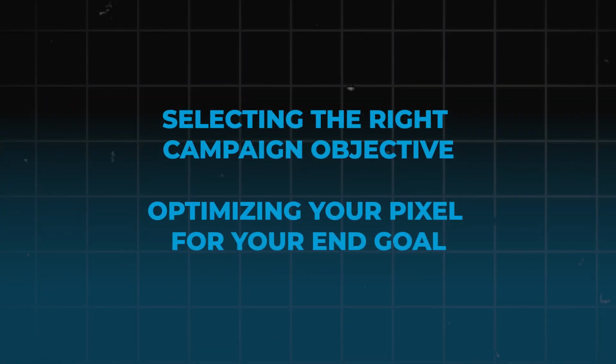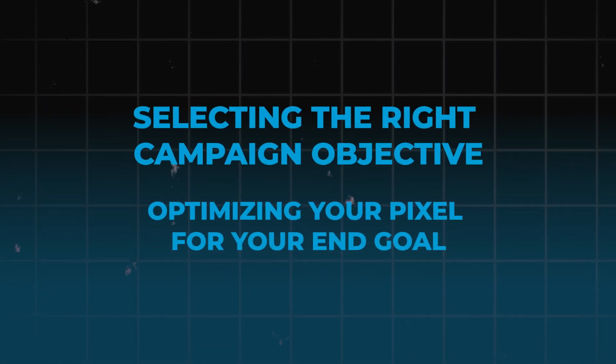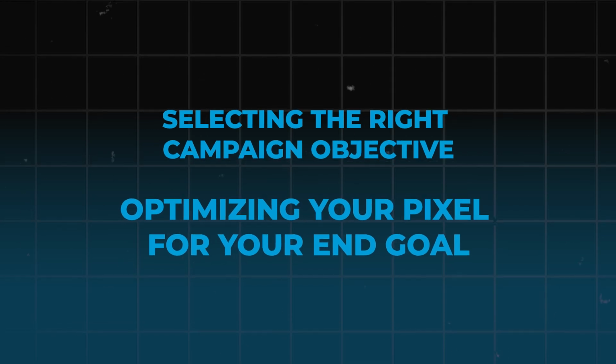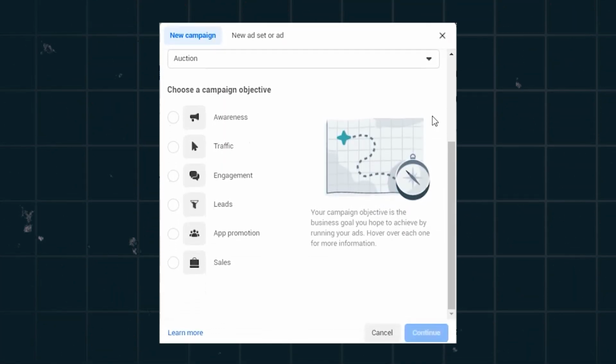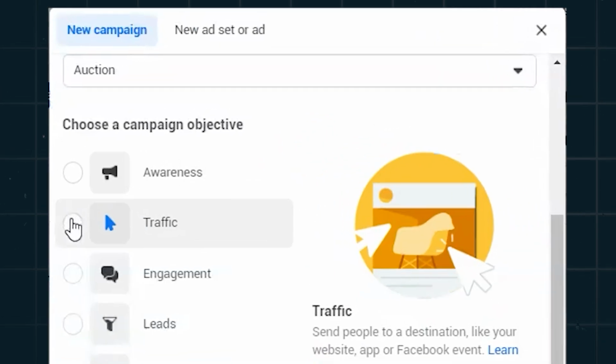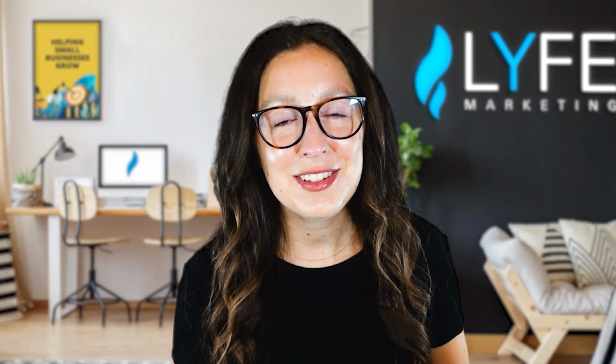Once that's installed, you want to make sure you're doing two other things correctly in your ad account: selecting the right campaign objective and optimizing your pixel for your end goal. These are the 6 campaigns you can choose from when setting up a Facebook ad. A lot of business owners make the mistake of selecting the traffic or engagement campaign because they're the easiest to set up. But you've already got your metapixel installed now, so it's time to start driving real high quality traffic.